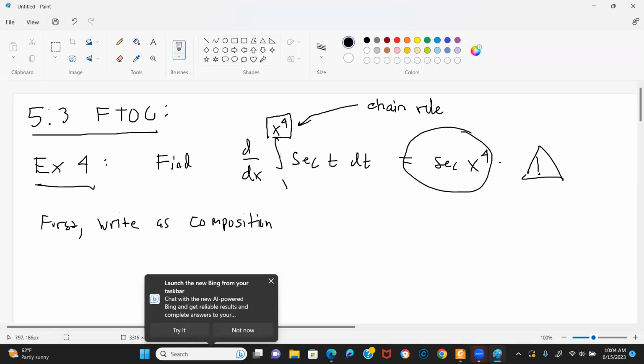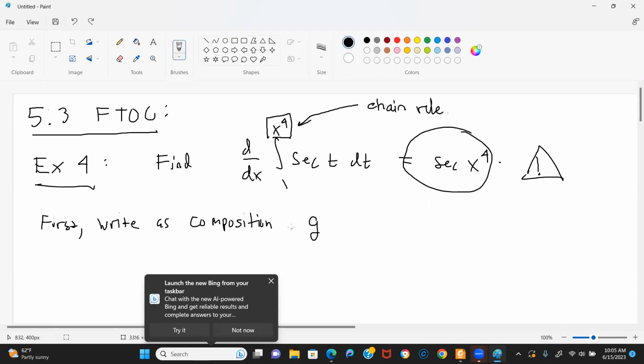Remember what the fundamental theorem of calculus says. The function is defined as the integral from a up to x, not a up to x to the 4th, not a up to the square root of x, not a up to whatever. It's a up to x. So we need to use the chain rule if we're going to differentiate this. To see how, let's first write this as a composition.